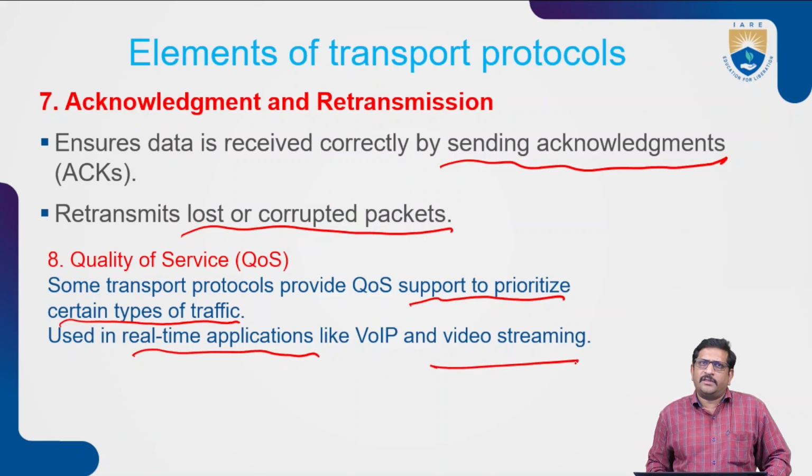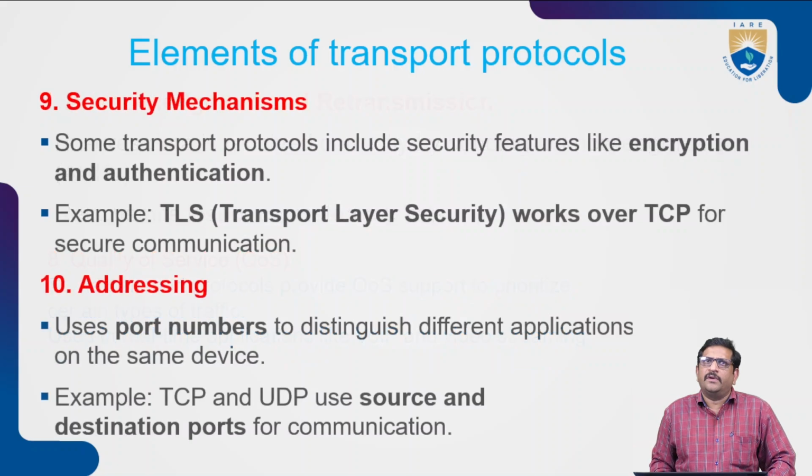Netflix is the best example of video streaming, and voice over IP is used in conference calls. So voice over internet protocol. Here, the transport layer protocols provide quality of service that can be provided to certain types of traffic, controlling the traffic.